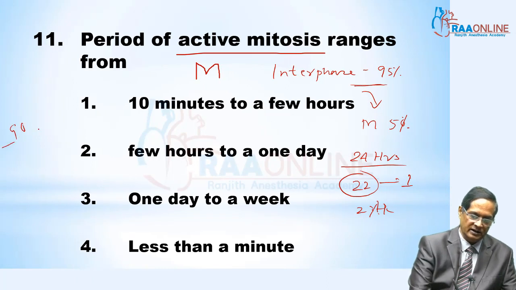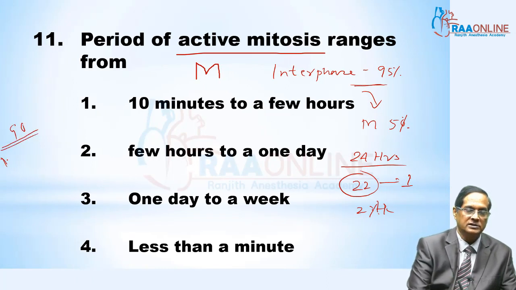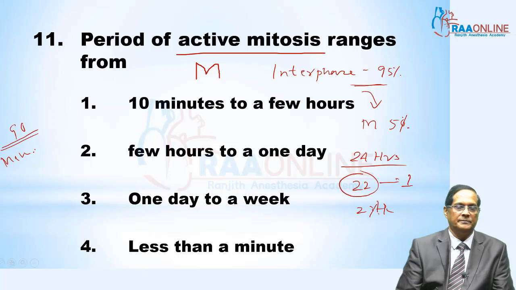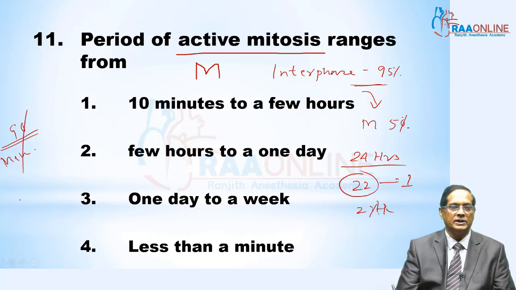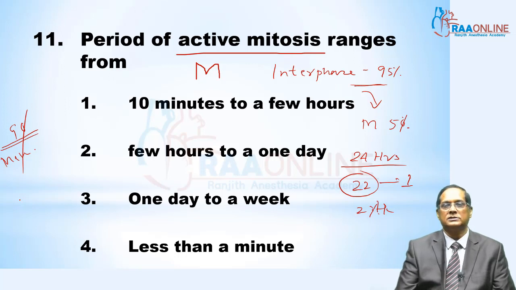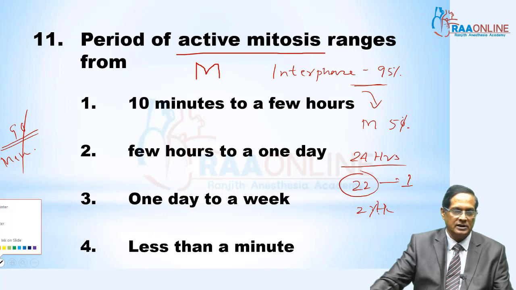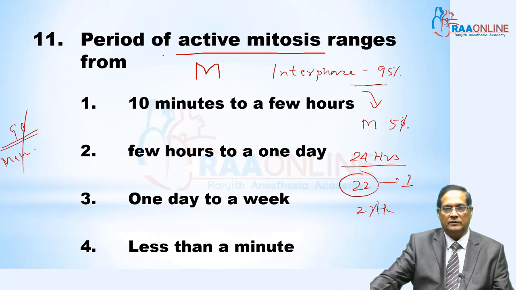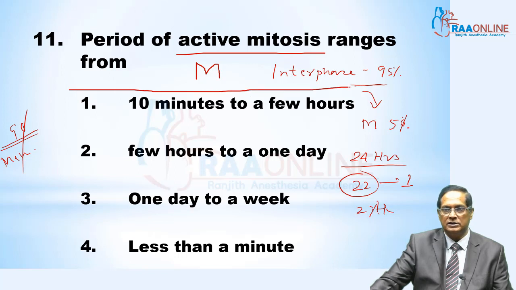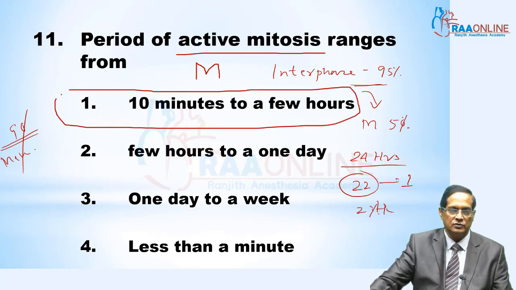In a yeast cell, 90 minutes is required for the division of the cell. Then divide it by 10% time, that is only 9 to 10 minutes. So my answer for active division is 5% time of the cell cycle, not 10%. In that case, it may be 10 minutes to a few hours.